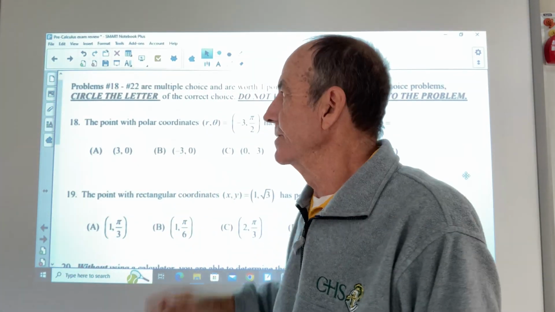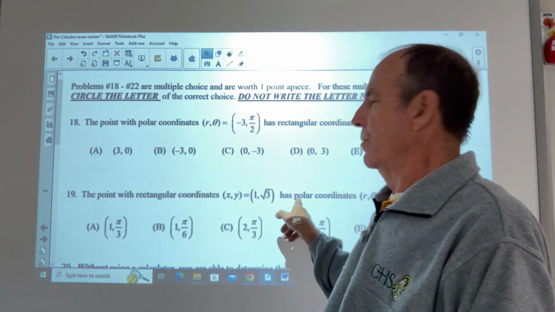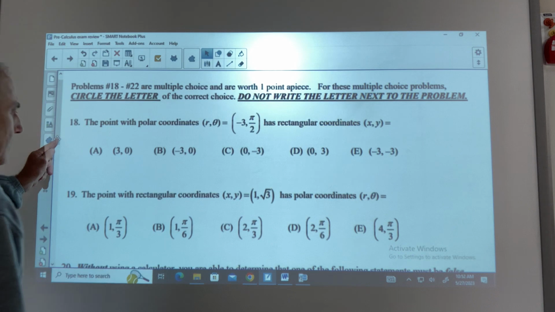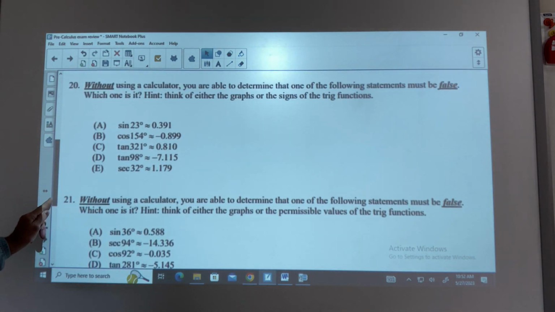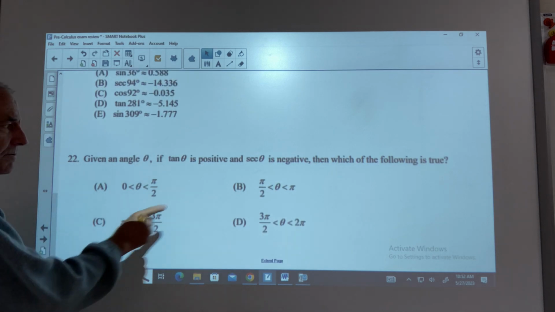Okay, pre-calculus exam review, the next batch of problems. These two are dealing with polar coordinates, so we might want to look at that. The last three are all similar. They're talking about trig functions, and in particular, I might want to look at this one first, right?